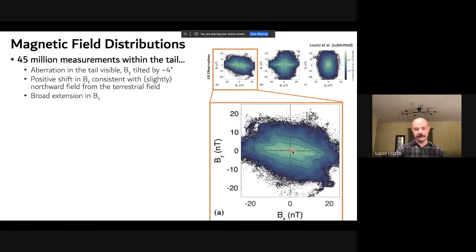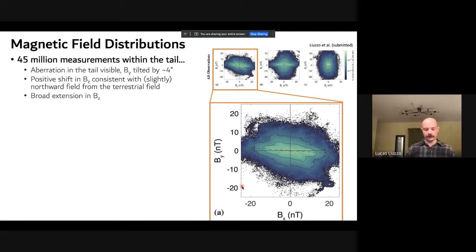The innermost contour means Artemis saw this set of parameters at 0.1% of the time per each bin. So if you were to integrate over this innermost contour, you would have a large number, over 90% of the amount of time that Artemis saw this component set. So here I've zoomed in on the Bx and By component.